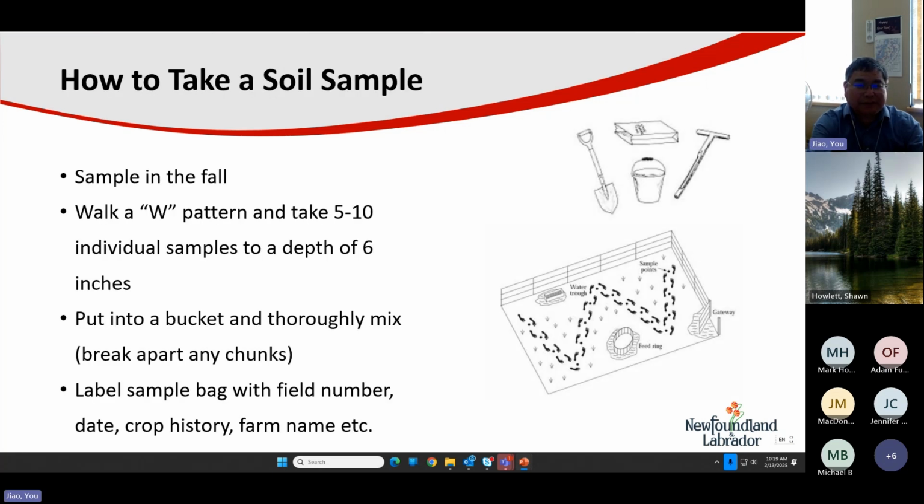How to take a soil sample? We take the sample in the fall. Most farmers do soil sampling in the fall, after the harvest, when you have a bit of time and it's not the busy season. Also, in the fall, when the soil test report comes out, you still have time to prepare for the next year.